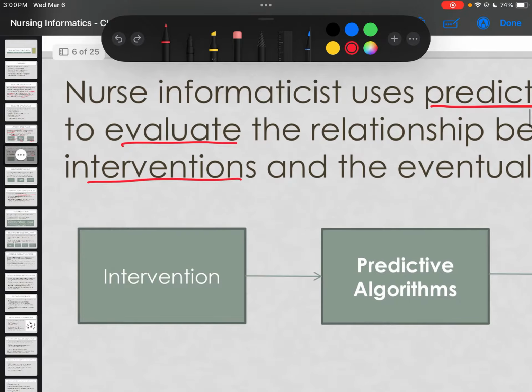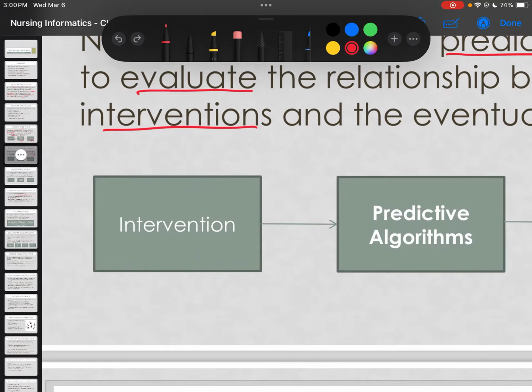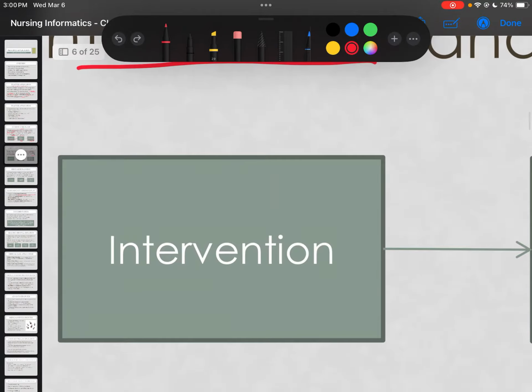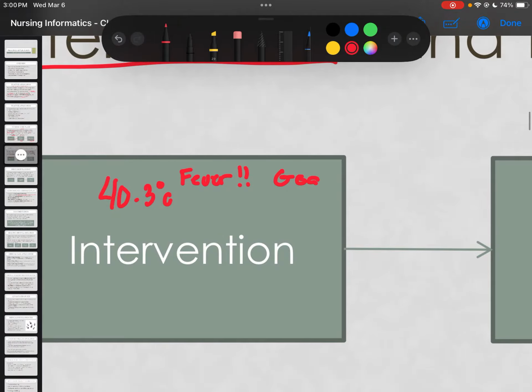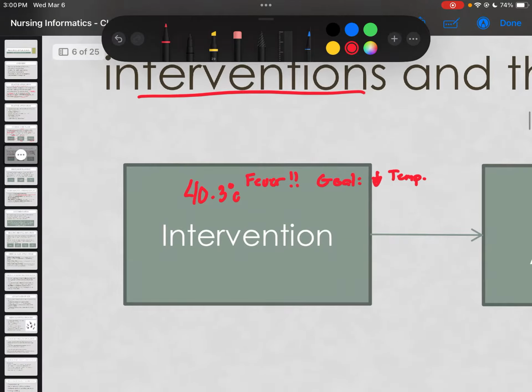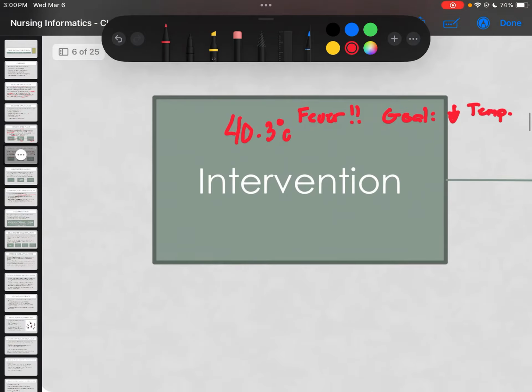Here is how it works. Let's say, for example, in your electronic health record, in your nursing care plan, the patient has a temperature of 40.3 degrees Celsius. That is high, like a fever. Normally, our goal when it comes to fever is to decrease body temperature. Now, let's say there are two possible interventions that we still need to choose from. First is tepid sponge bath. Next is antipyretics.